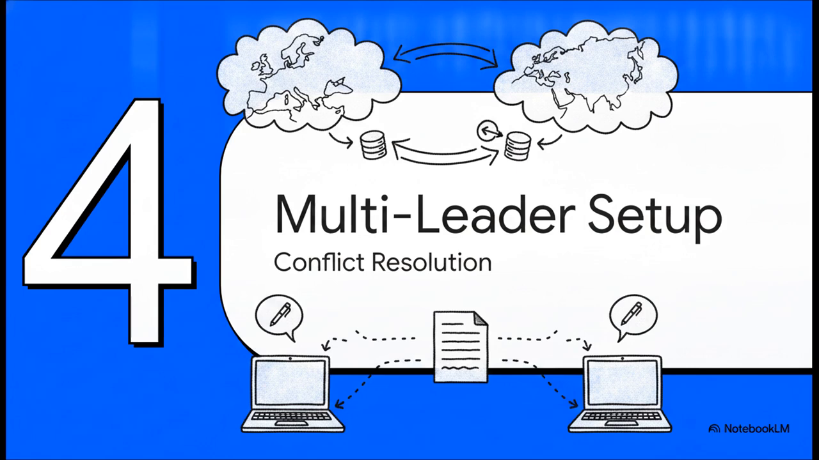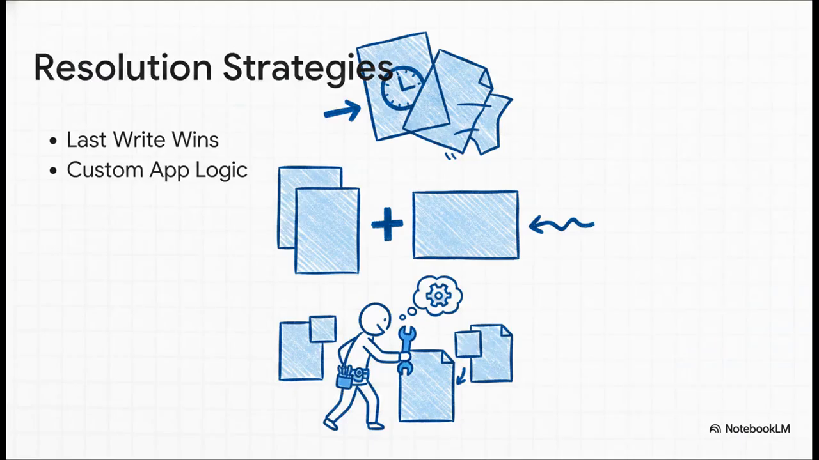Section 4. Multi-leader and conflict resolution. To solve some of these global-scale issues, some systems move away from having just one single leader. Think of a multi-leader setup like two editors working on the exact same offline Google Doc from different countries. Because they're both leaders, they can both accept writes immediately without waiting for the other. It's super fast. But what happens when those two offline Google Docs finally reconnect to the internet?